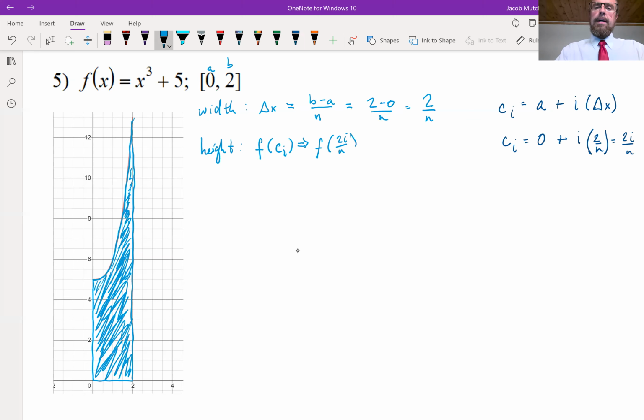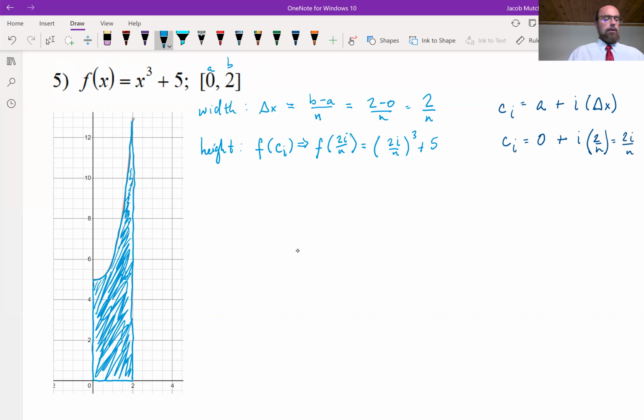To define the height, I just need to plug this x value of the rectangles across the interval from 0 to 2 into the function. So that's going to be the variable x replaced with 2i over n, to the power of 3, plus 5. So that defines our width, and that defines our height.